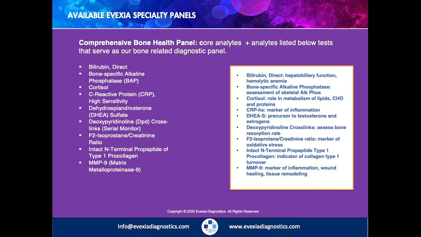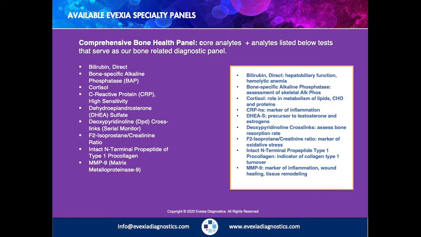Next is cortisol, and cortisol, as you know, is produced by the adrenal glands. And cortisol, in combination with DHEA, provides significant information about adrenal function as well as immune system function, since both systems are interconnected. And I want you to remember that cortisol is a hormone that plays a role in the metabolism of proteins, lipids, and carbohydrates.